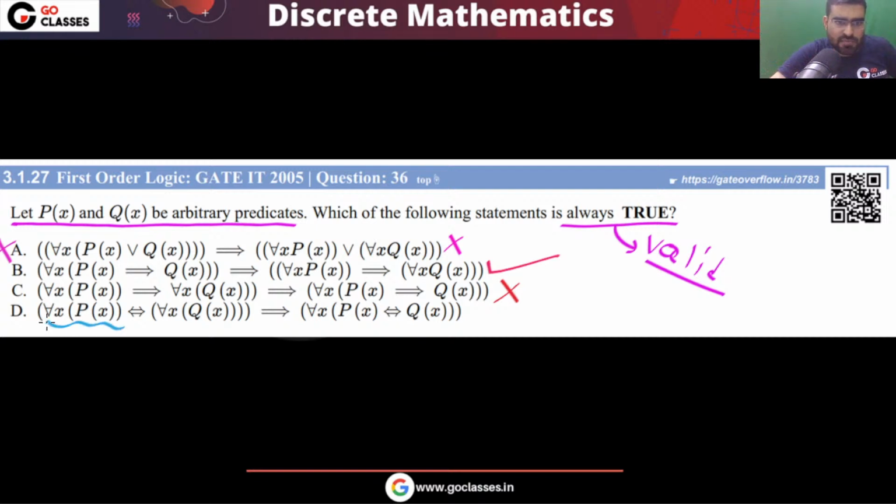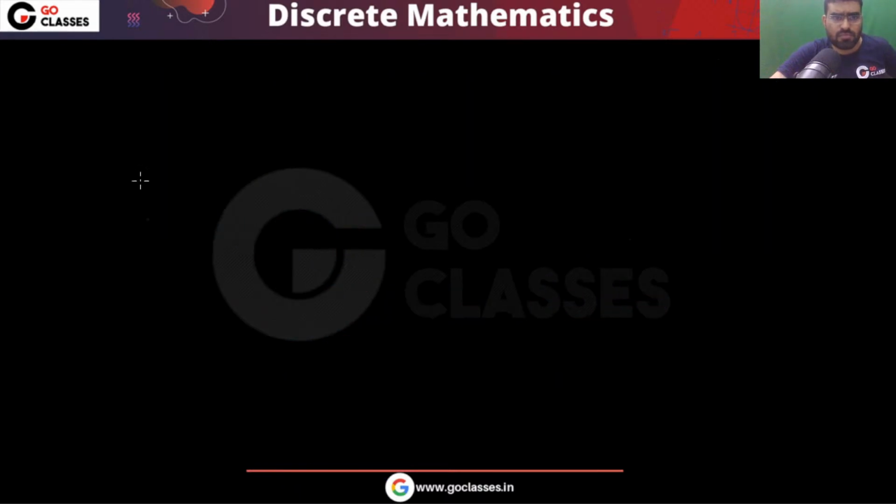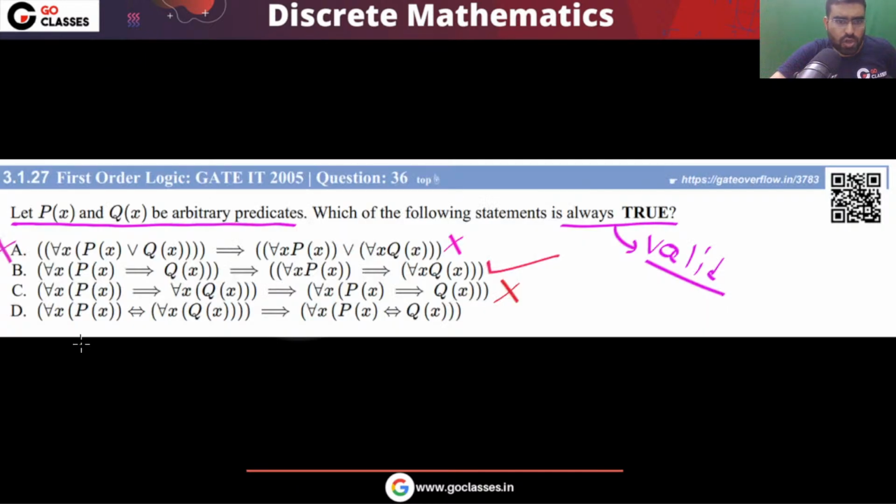Now the option is this, that for all x, px, this implies this one. Okay. So let's see option D now. Focus on option D. What is option D saying? Look at option D. So this implies this one. Now let's check.